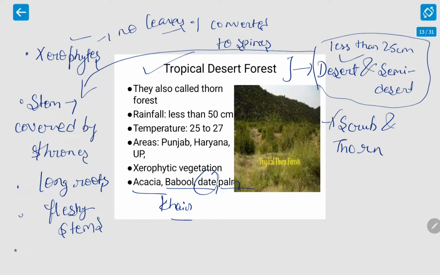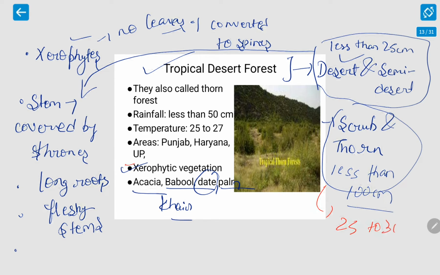Now talking about the scrub and thorn forest, here the rainfall is less than 100 centimeter. Okay, so xerophytic vegetation is also found here. Then temperature is 25 to 30 degrees Celsius. So it is not too much of a desert area. Then where it is found: it is only Rajasthan, West Haryana, the northwestern part of the country, the Kutch and western Punjab.